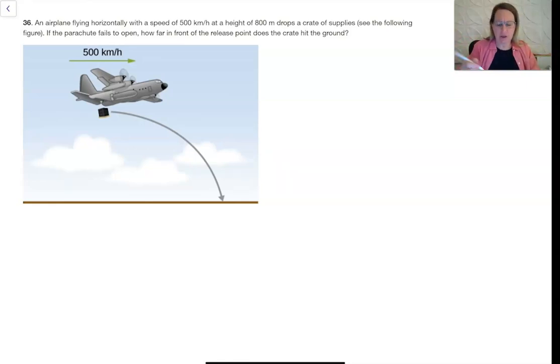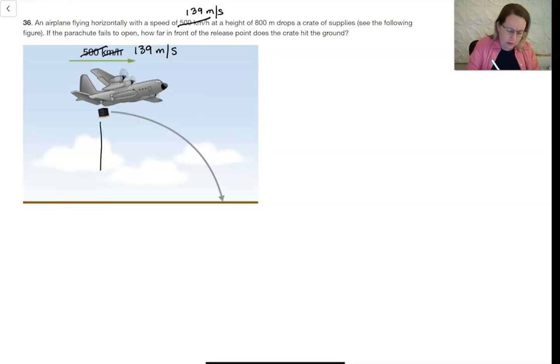First, we need to change the units. So we can find that 500 kilometers per hour is 139 meters per second. So we'll start there. Make sure you're in meters per second because you want to use acceleration due to gravity of 9.8 meters per second squared. So you've got to be in those units.